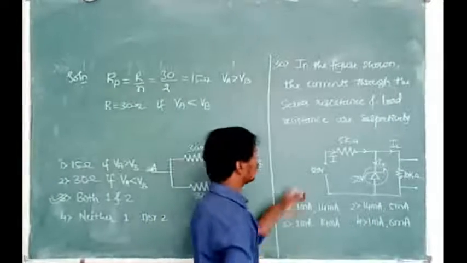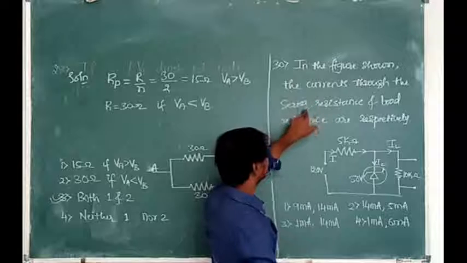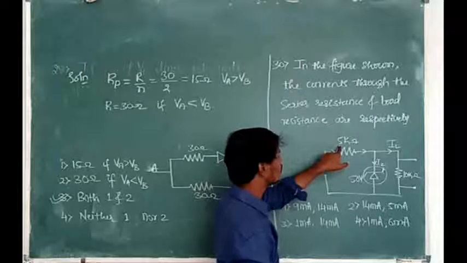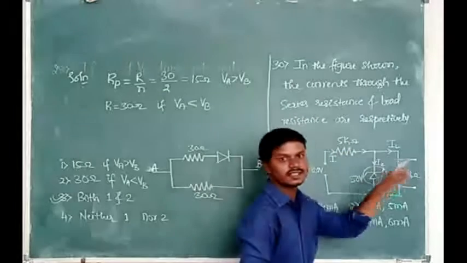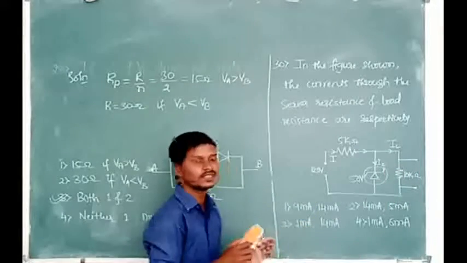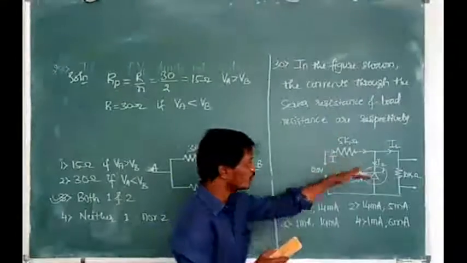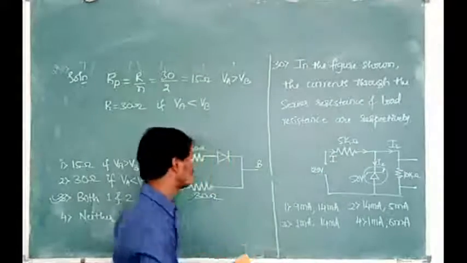Then what we have to find out? The currents through the series resistance means the current flowing through the 5 kilo ohm and also the current flowing through the 10 kilo ohm. Our aim is to find the current through 5 kilo ohm and the current through 10 kilo ohm. So how to solve?